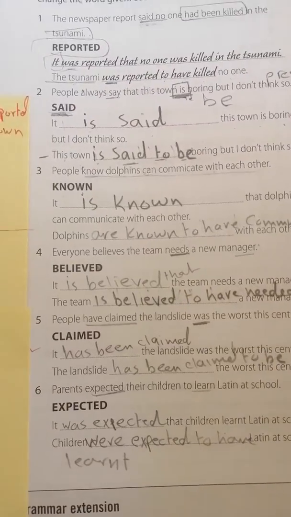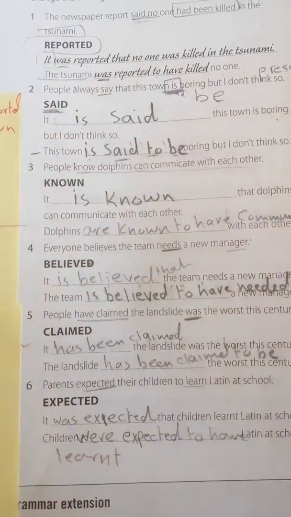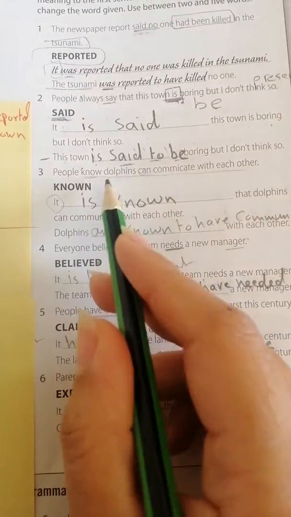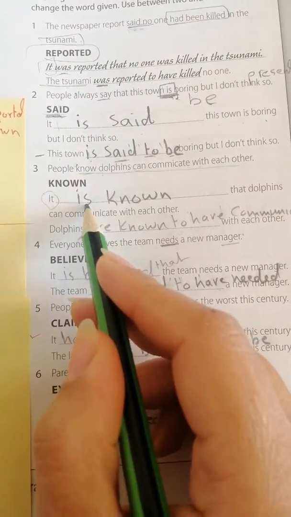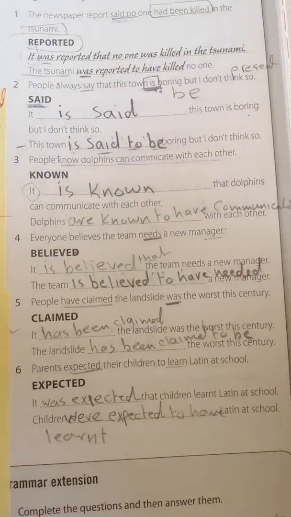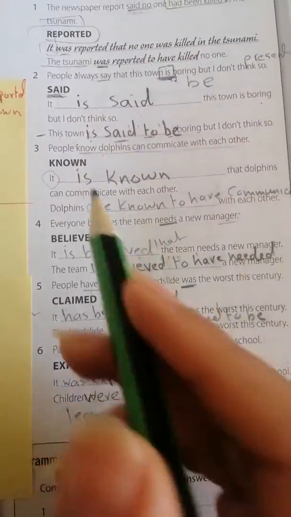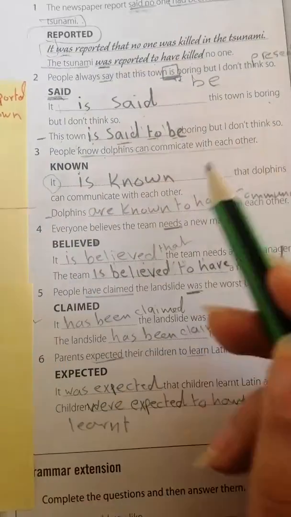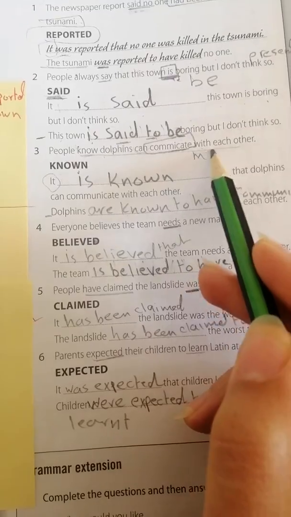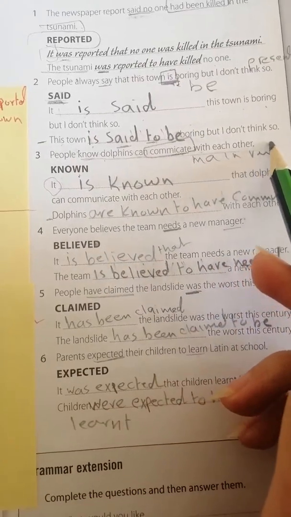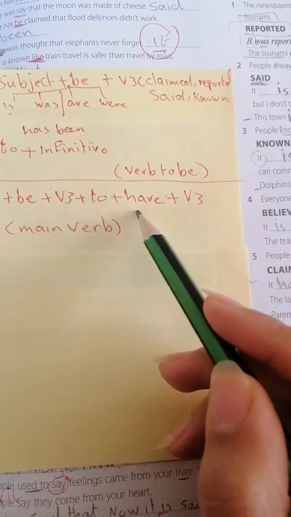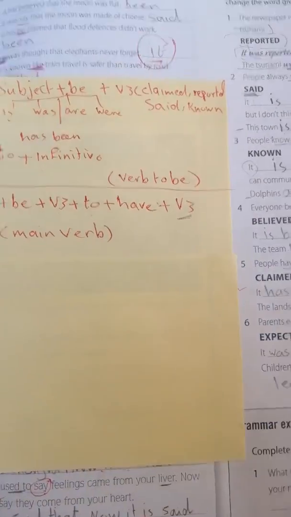Number 3, people know dolphins can communicate with each other. I want to use the it rule. So this is a present. It is, and I want to use known. It is known that dolphins can communicate with each other. Now the other part, I want to look at this verb, communicate. It's a main verb, and that's why I want to use this rule. Subject be verb 3, to have, and verb 3 of communicate.